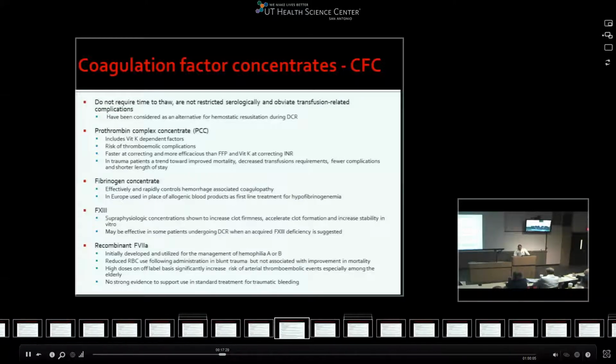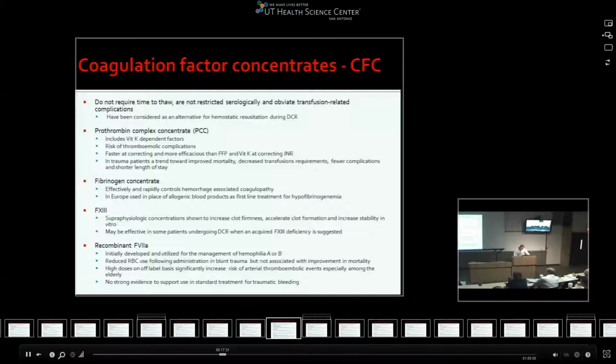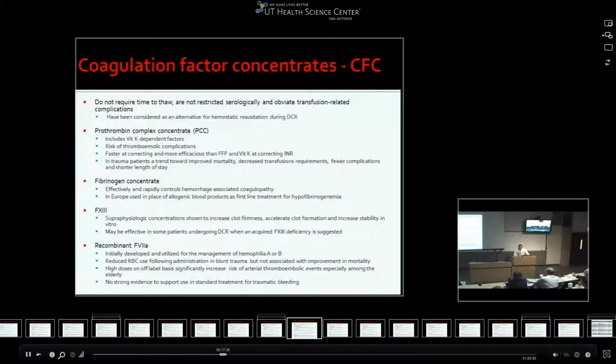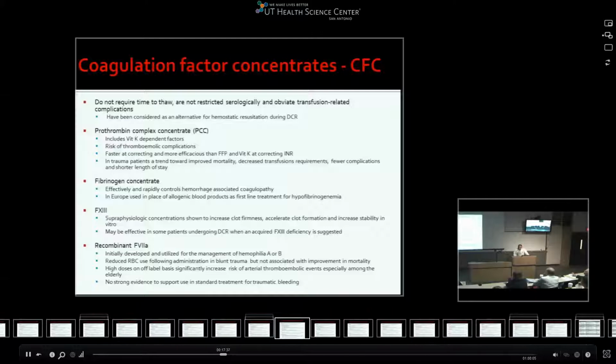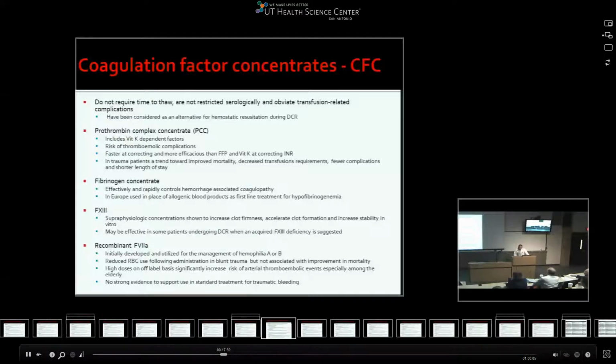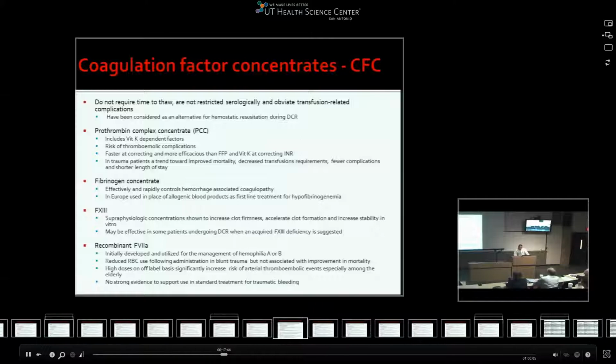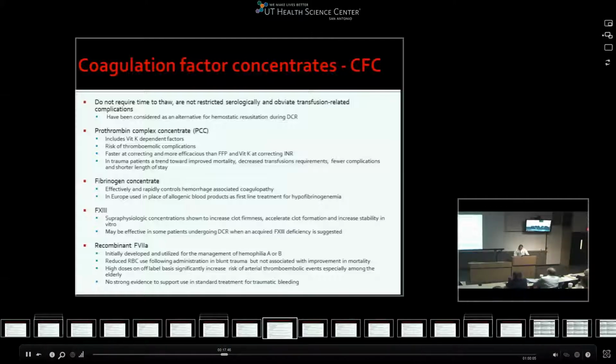And in the US it's actually not FDA approved for that. Factor XIII at supraphysiologic concentrations has also been shown to increase clot firmness, accelerate clot formation, and increase stability in vitro, and may be effective in some patients undergoing damage control resuscitation.